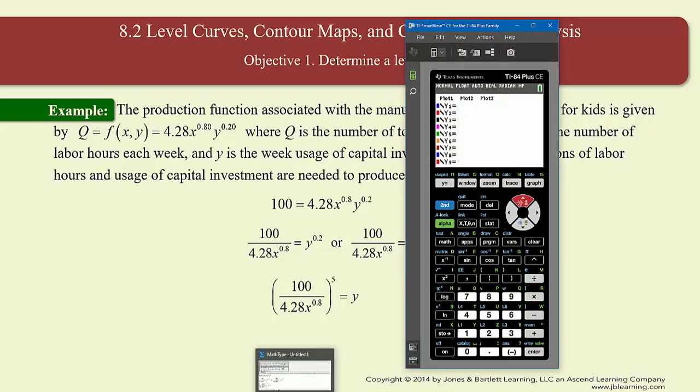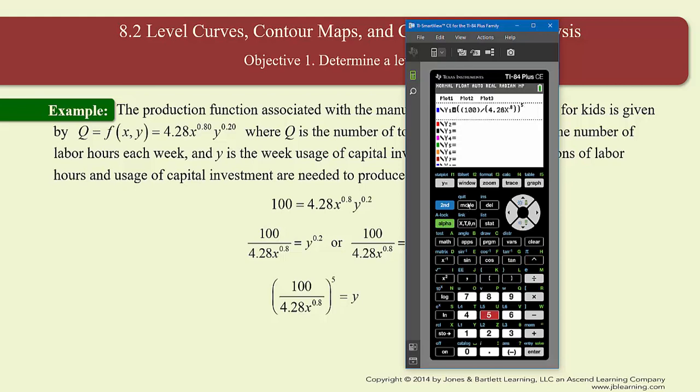So let's see, and here I have to put this into y1. So I'll do parenthesis to contain my fraction, and then I always put the numerator inside parentheses and the denominator inside parentheses. So 4.28 x to the 0.8. So I have my numerator inside parentheses. My denominator's now inside parentheses. This parenthesis closes off the fact that that's a big ugly fraction. And I'm going to raise that to the 5th power.